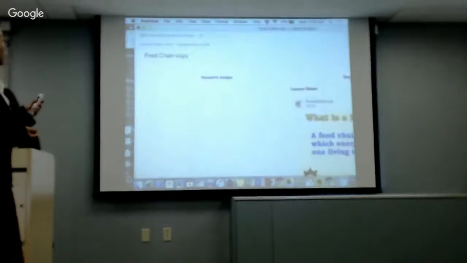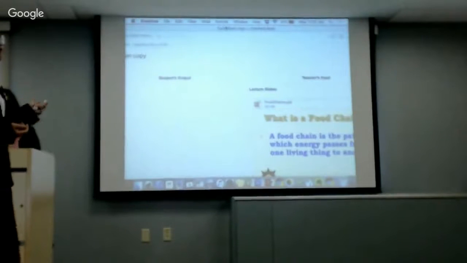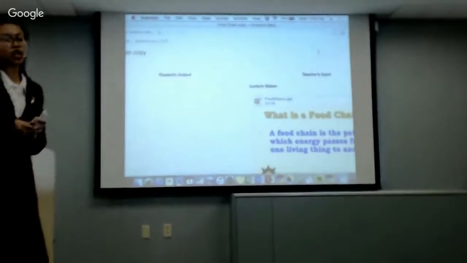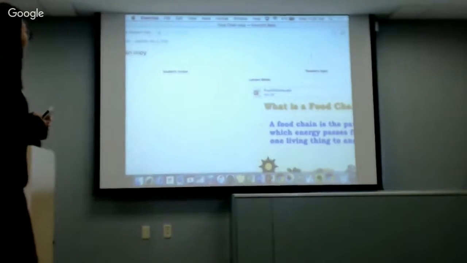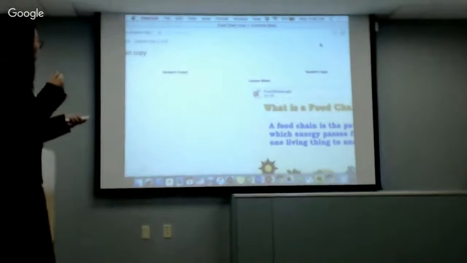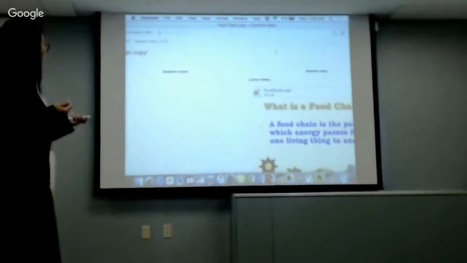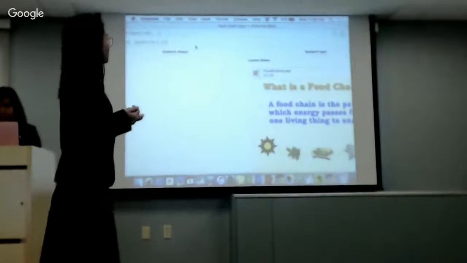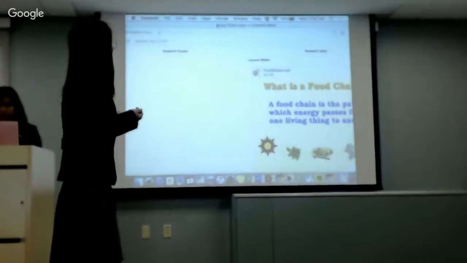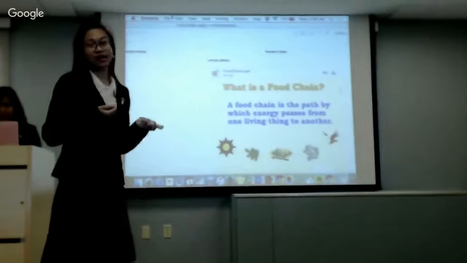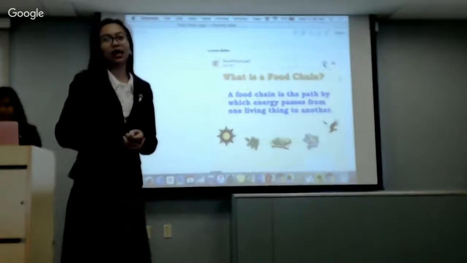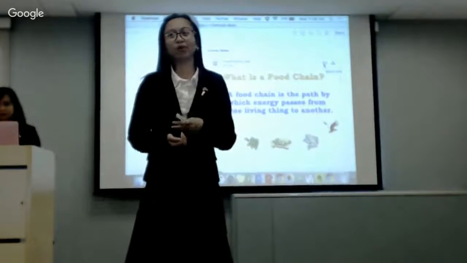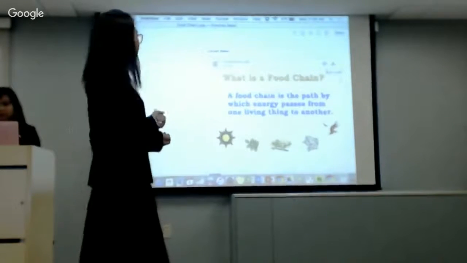So here we have created just a mini lesson wherein we can use a digital interactive notebook. If you look at the notebook, in this part we have the teacher's input, right? And the student's output is blank. Now, why is it blank? You are to pretend like you are a student. So you will be the one to fill in the student's output.